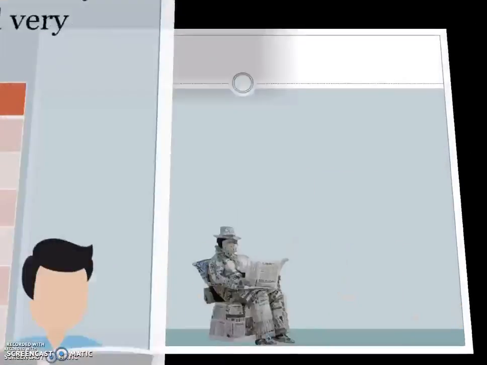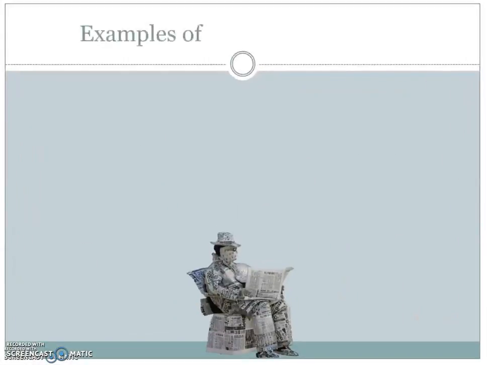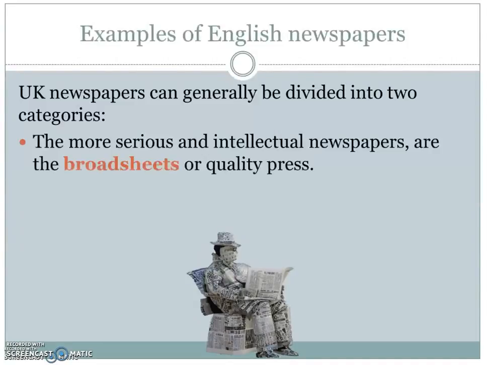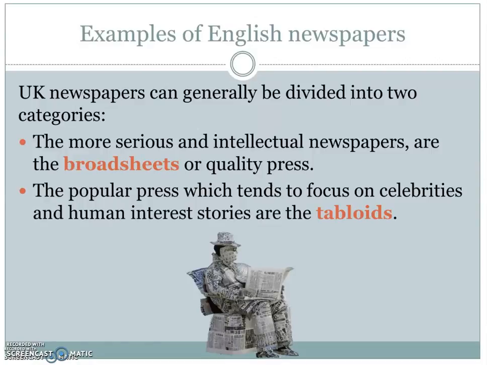And where can we read these headlines? Well, UK newspapers can generally be divided into two categories. The more serious are intellectual newspapers, and they are broadsheets or quality papers. On the other hand, the popular press, which tends to focus on celebrities and human interest stories, are the tabloids.